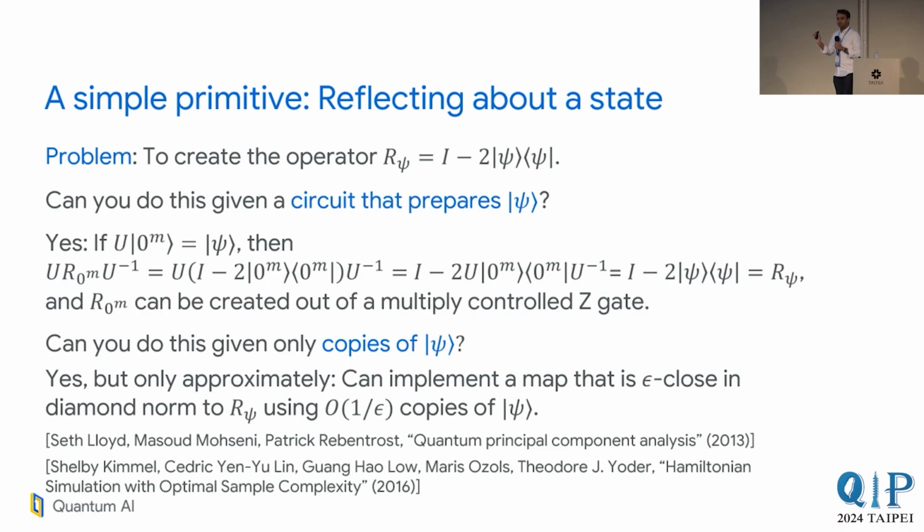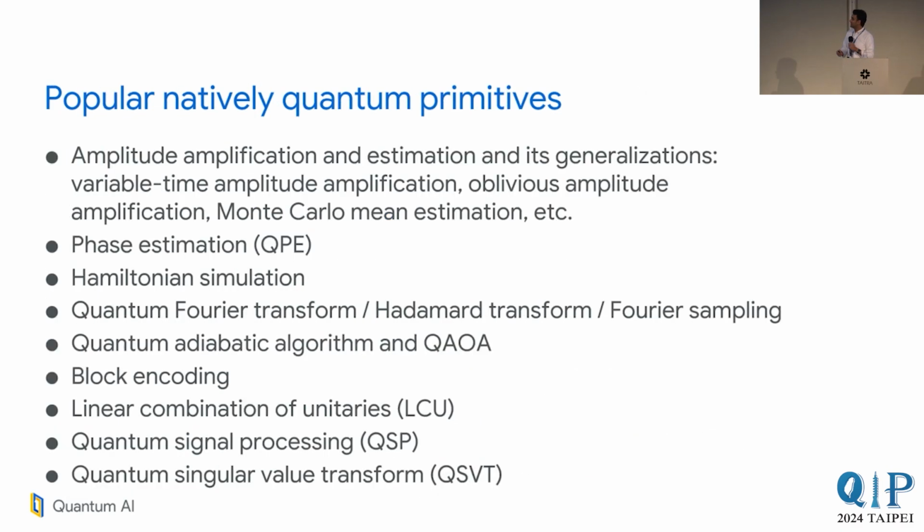Okay, so this is just one example of a simple primitive. I don't have other examples of primitives that don't have names. As I said, it's hard to find such things. So let me tell you about some popular quantum primitives that do have names and are famous.